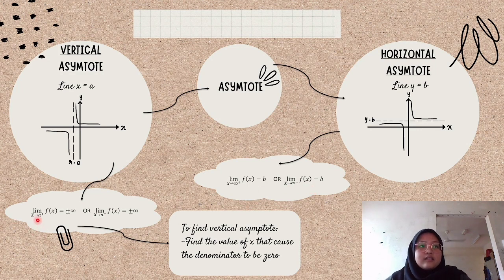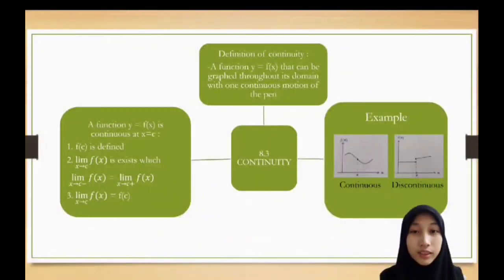And this is the formula for the vertical asymptote: the limit as x approaches a from the right is equal to positive or negative infinity, or the limit as x approaches a from the left is equal to positive or negative infinity. The tip to find the vertical asymptote is by finding the value of x that causes the denominator to be 0.